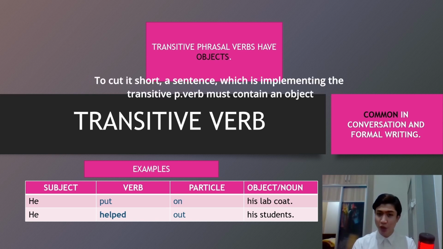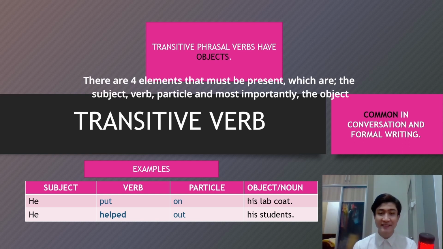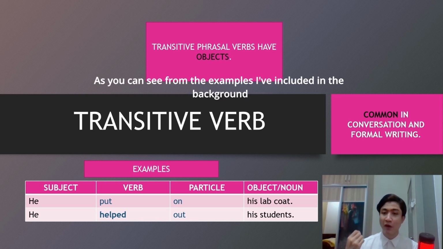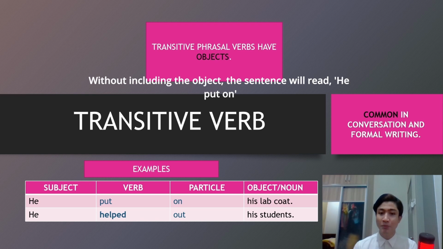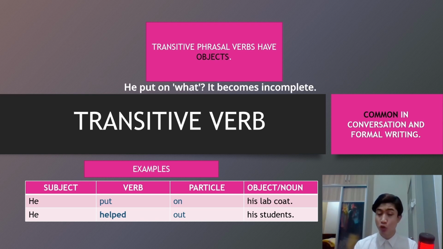To cut it short, a sentence implementing a transitive phrasal verb must contain an object. There are four elements that must be present: the subject, the verb, the particle, and the most important one, the object itself. As you can see from example number 1, he put on his lab coat. Without the object, the sentence will read, he put on. He put on what? It becomes incomplete.